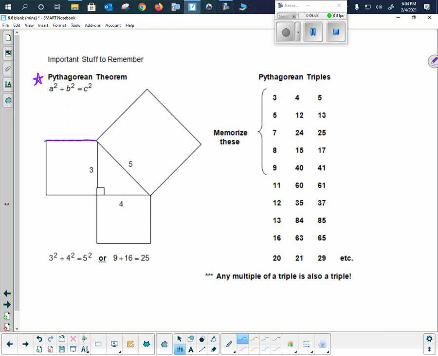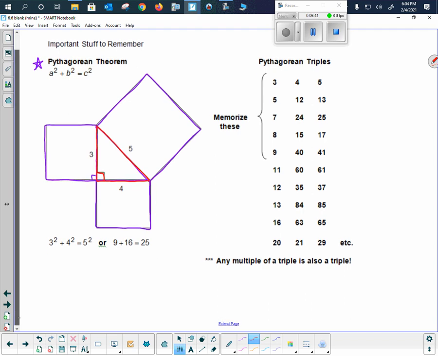So, for instance, this is a 3 by 3 square, and a 4 by 4 square, and a 5 by 5 square. And notice, if you put them all together, they would make up this perfect right triangle in the middle with lengths of 3, 4, and 5. Okay. All right, so then you know how to use the Pythagorean theorem, right? If we put these numbers in down here, 3 squared plus 4 squared equals 5 squared, or 9 plus 16 equals 25, and 25 equals 25.